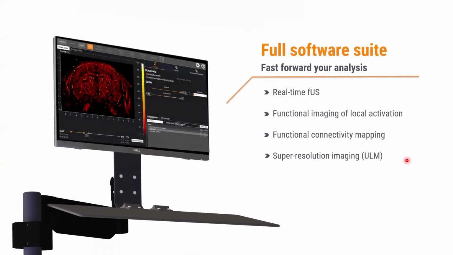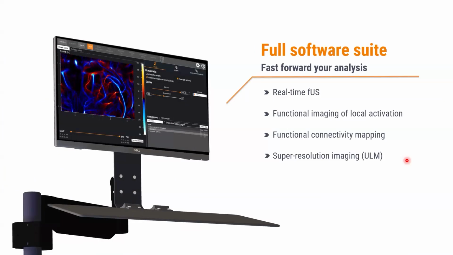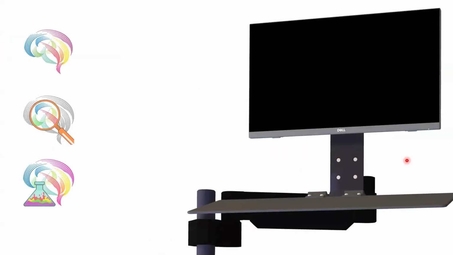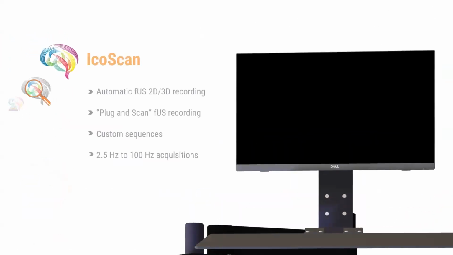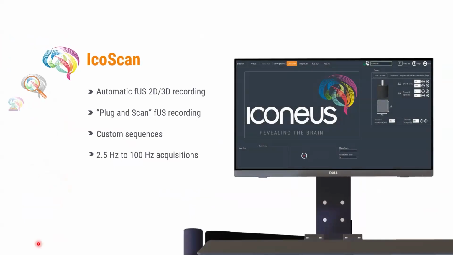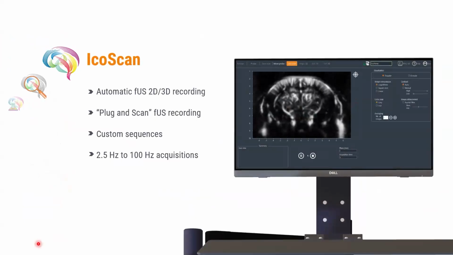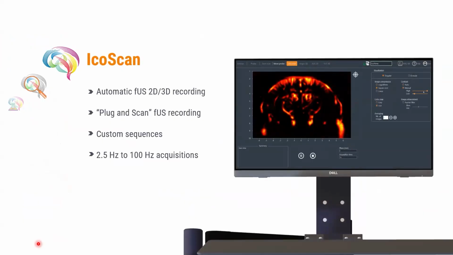But most importantly, and what I want to focus a bit more on, is the full software suite that's integrated in the system to really fast forward your analysis. The software suite is composed of 3 different software, the icons you see here, that are IcoScan for scanning purposes, and so for acquisition. It allows you to acquire 2D and 3D recordings in a plug and scan way. So it's really easy to use and to learn, but at the same time, highly customizable according to your needs.